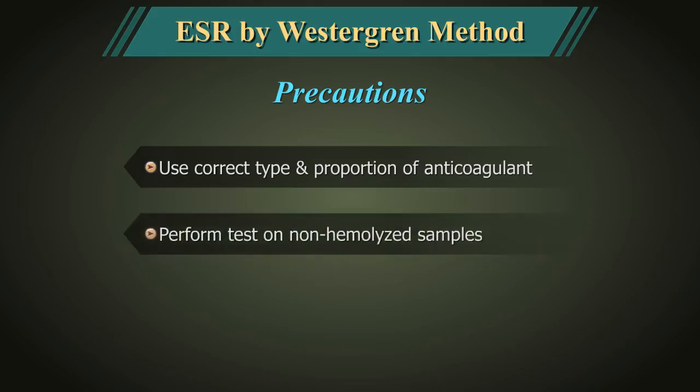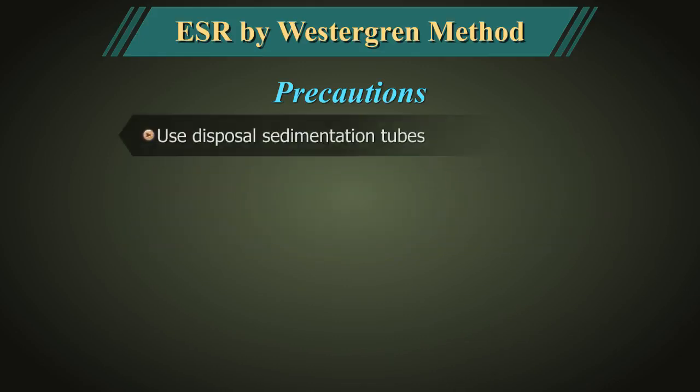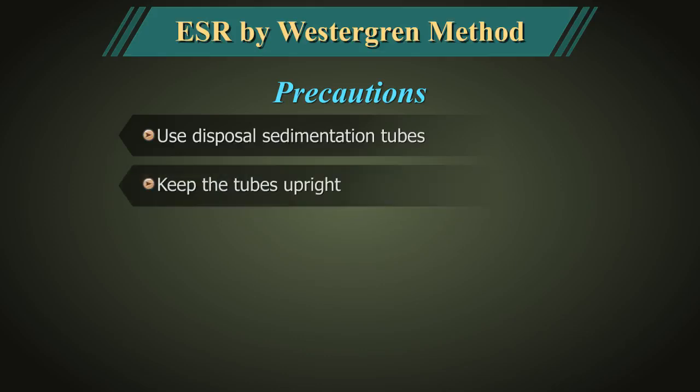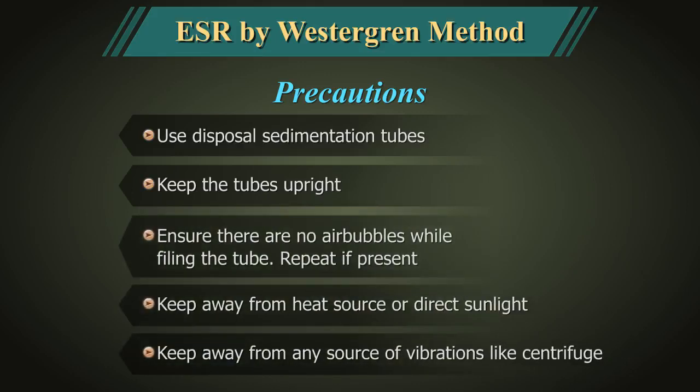Only perform tests on non-hemolyzed samples. Use sterile sedimentation tubes. Keep the tubes upright during sedimentation and check for air bubbles. Repeat test if air bubbles are present. Take care that the test is not performed near a heat source or direct sunlight. Do not perform the test adjacent to centrifuge or any instrument that causes vibration.